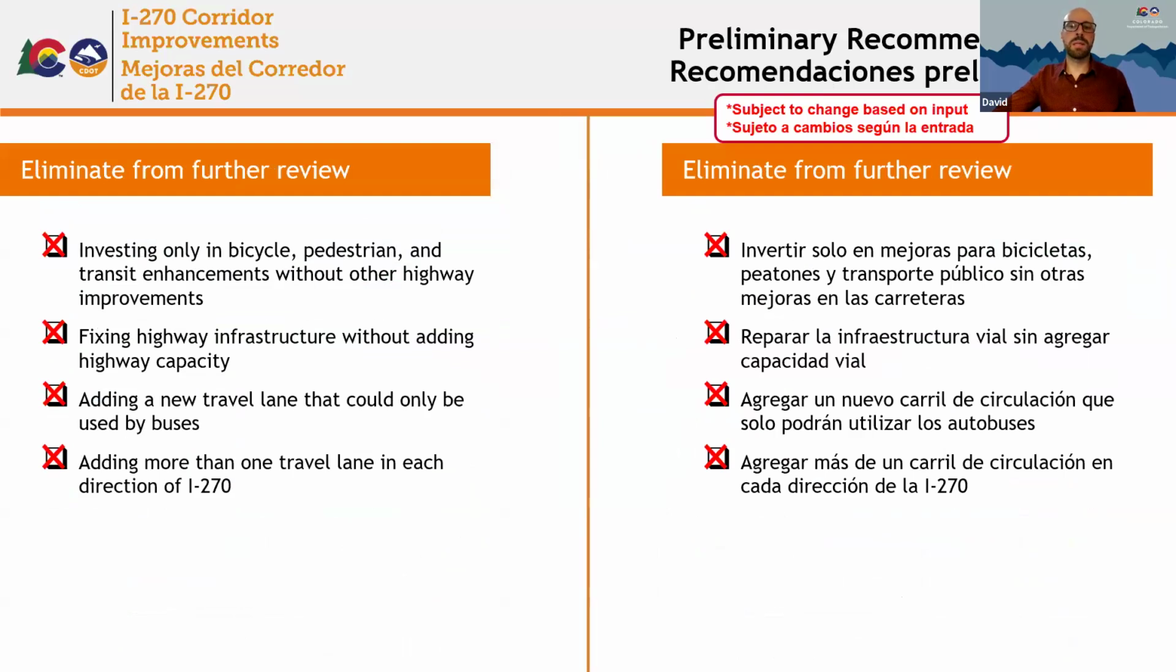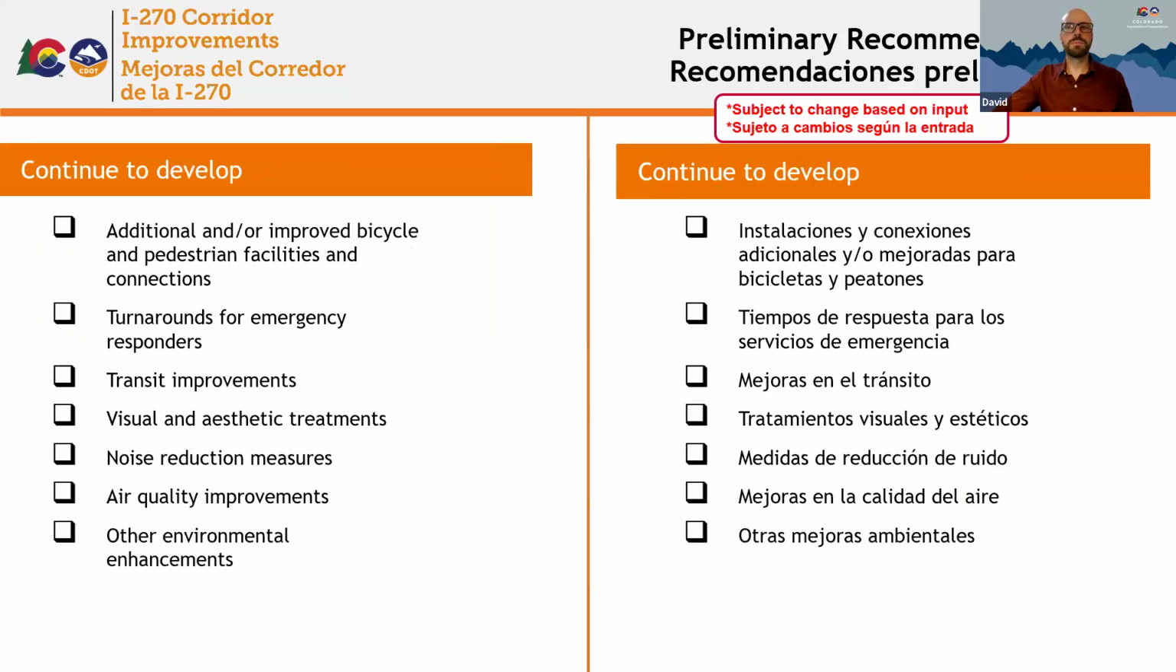We recommend eliminating alternatives that would invest only in bicycle and pedestrian and transit enhancements, only fixing I-270 infrastructure without adding new travel lanes, adding a new travel lane that can only be used by buses, and adding more than 1 travel lane in each direction of I-270.